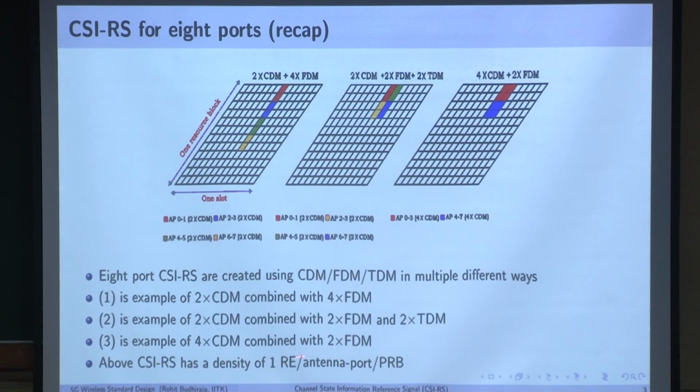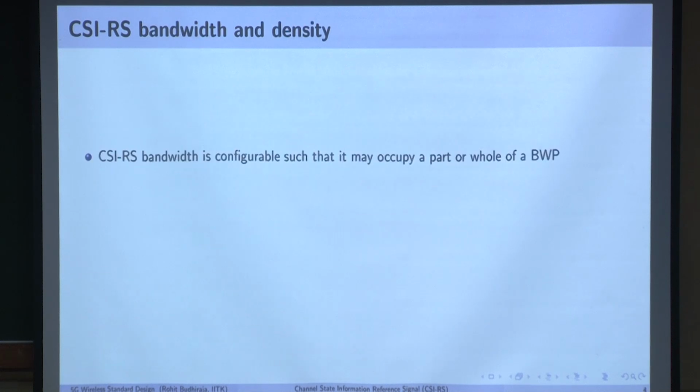And then this has a density of 1 resource element per antenna port per PRB. 8 resource elements per PRB are used to create 8 ports. So this is the density.